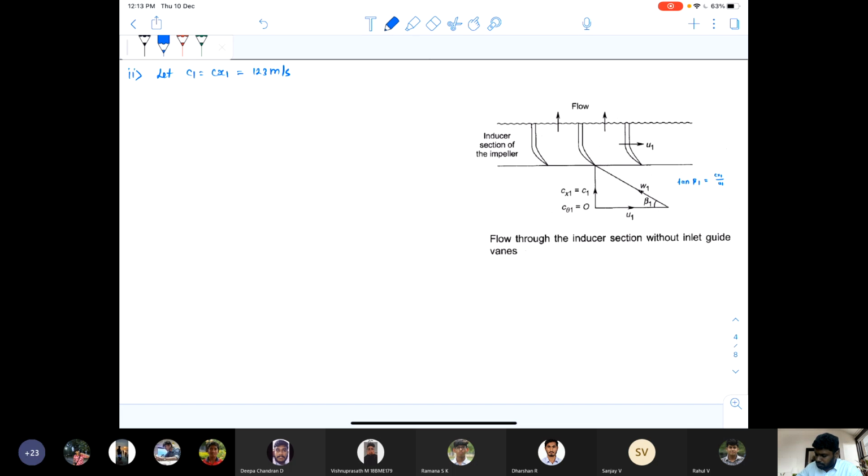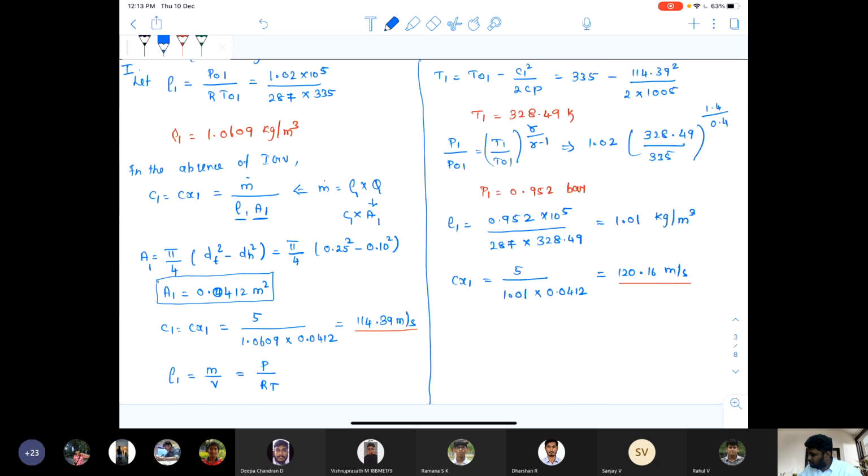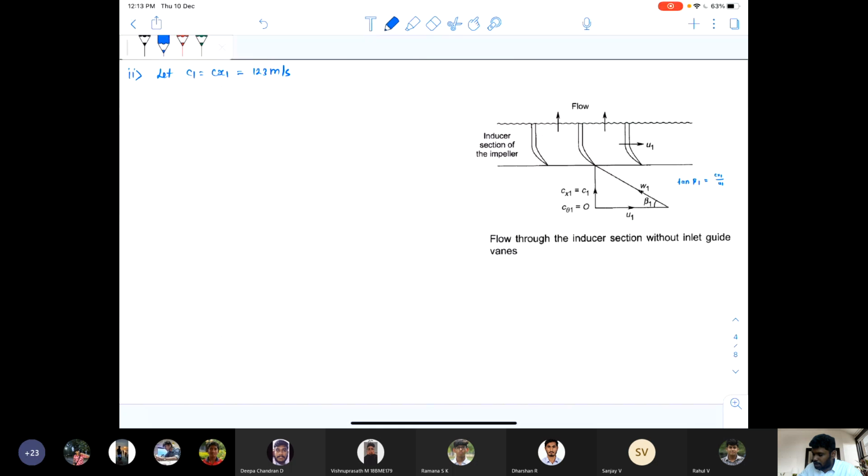Now again with this value you should find the value of rho 1. We should find the value of rho 1, and again by substituting the value of Cx1 in the equation, you should find whether the value which you have obtained is correct or not. In order to find the value of rho 1 you should find the value of P1 and T1 with respect to this value.